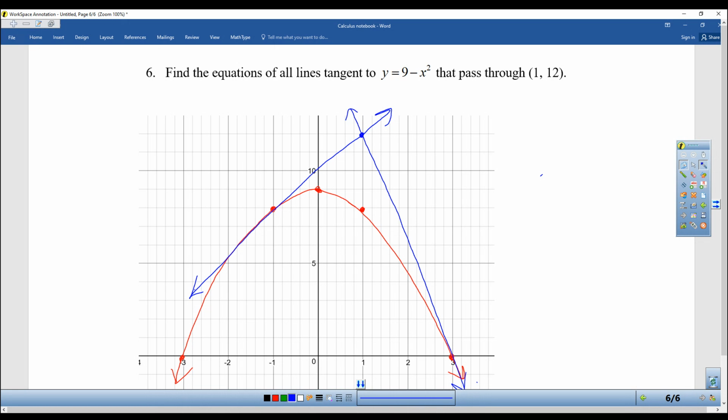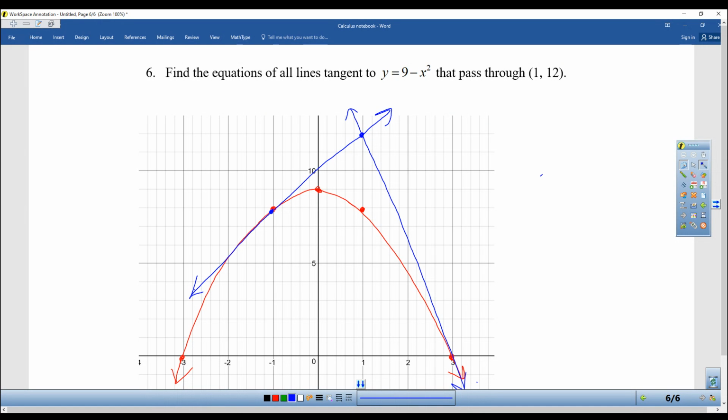Okay. So you want it to just barely touch. So there's actually 2 lines that we could draw that could just barely touch and still go through that point. It's easier to see this one. Our job is to figure out what the equations of those 2 lines are.